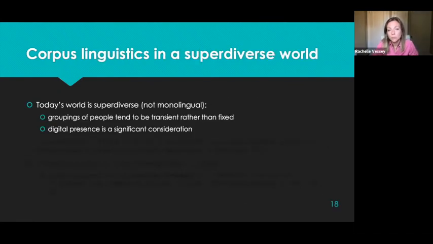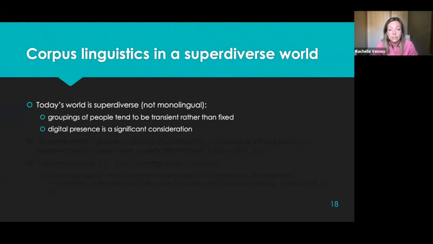Now, this poses problems because of a recent turn in applied and sociolinguistics, because an argument has been made that today's world is super diverse, not monolingual or even multilingual. And this is because the argument is that people nowadays tend to be transient rather than fixed because of possibilities of migration. And also the ability to use digital communication to overcome geographic, but even linguistic boundaries.